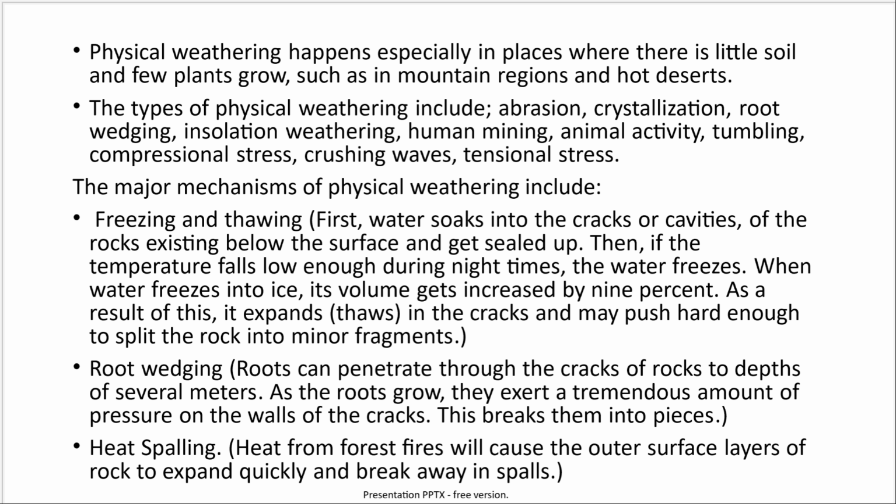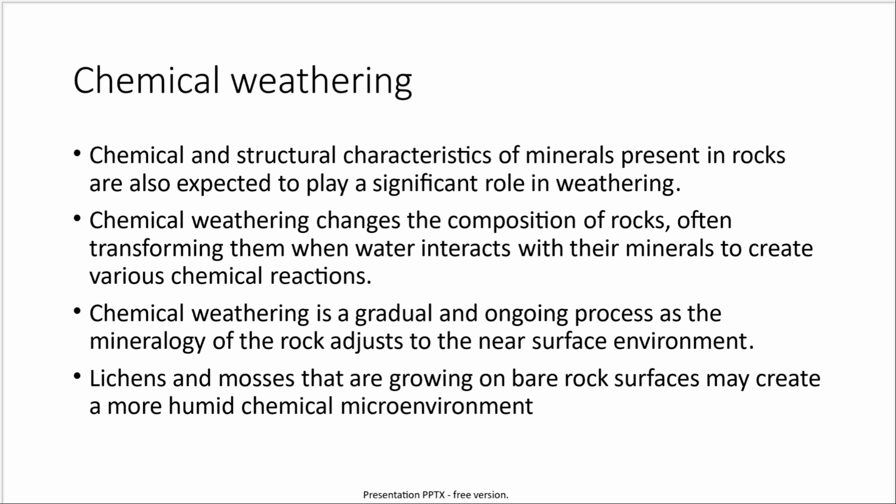So the next type of weathering is chemical weathering. Chemical and structural characteristics of minerals present in rocks are also expected to play a significant role in weathering. Chemical weathering changes the composition of rocks, often transforming them when water interacts with their minerals to create various chemical reactions. So, chemical weathering is basically the change in the chemical composition of the parent rock and change in the mineralogy. Chemical weathering is a gradual and ongoing process as the mineralogy of the rock adjusts to the near surface environment.